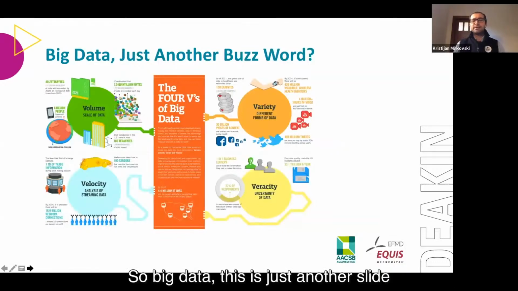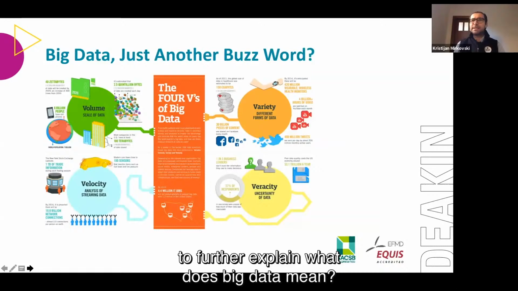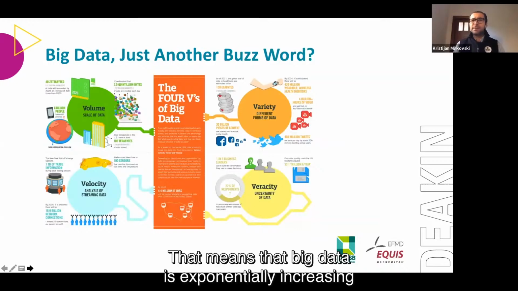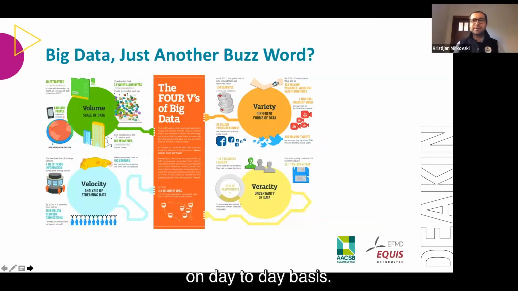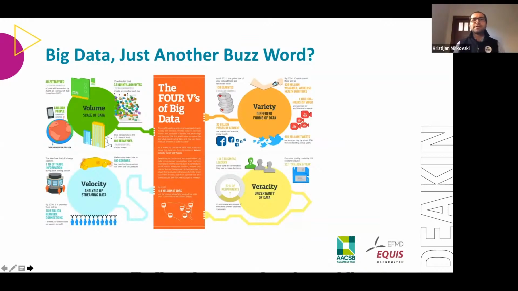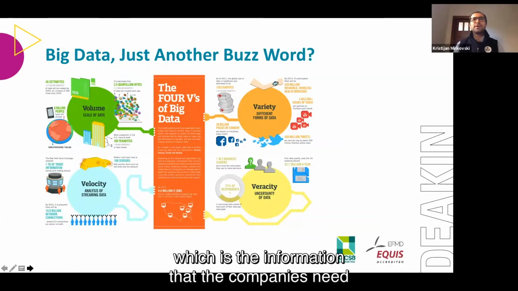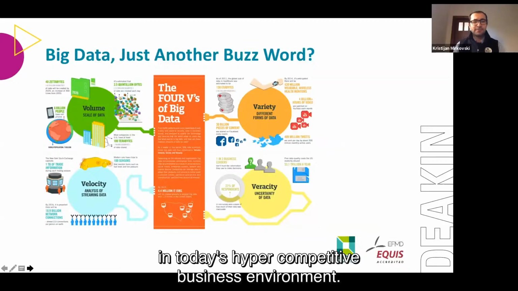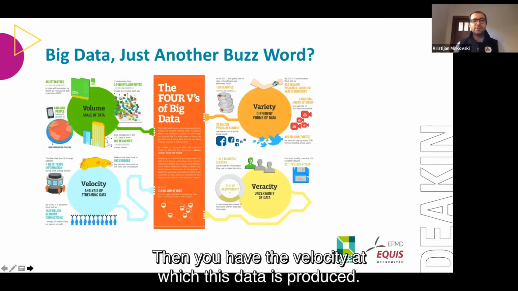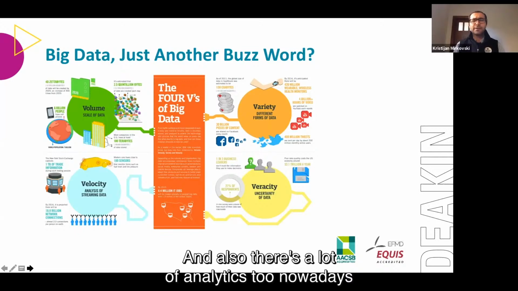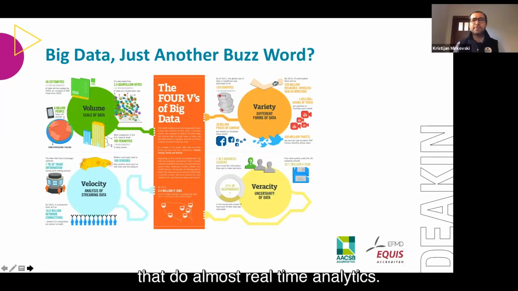This is just another slide to further explain what big data means and what its key characteristics are. One of them is volume. That means that big data is exponentially increasing on a day-to-day basis, and the volume represents a big challenge for organizations to make sense of it. There's so much noise out there. So which is the valuable information that companies need in order to make the right decisions in today's hyper-competitive business environment? Then you have the velocity at which this data is produced. There's constant updating, and also there are a lot of analytics tools nowadays that do almost real-time analytics.